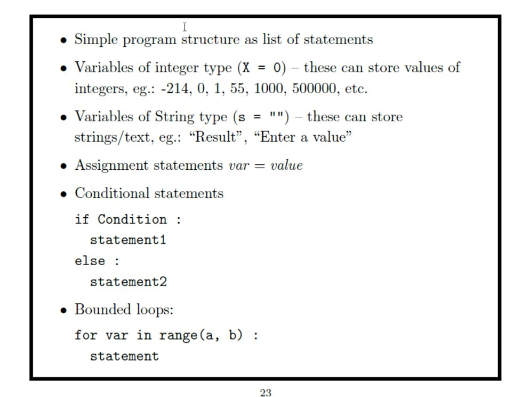Okay, so to summarize, we've seen the simple program structure as a list of statements. We've seen integer variables. We've seen string variables. We've seen the assignment statements, conditionals, and bounded loops. In the next part, I'm going to go on to more complex kinds of loop and other kinds of statements which can be used, and also give some more examples.